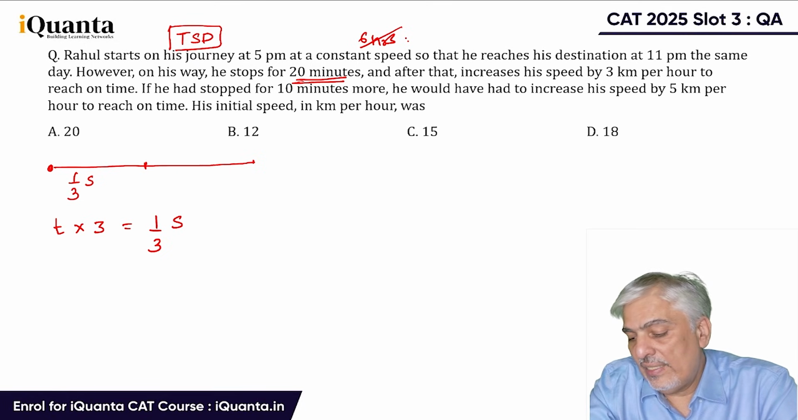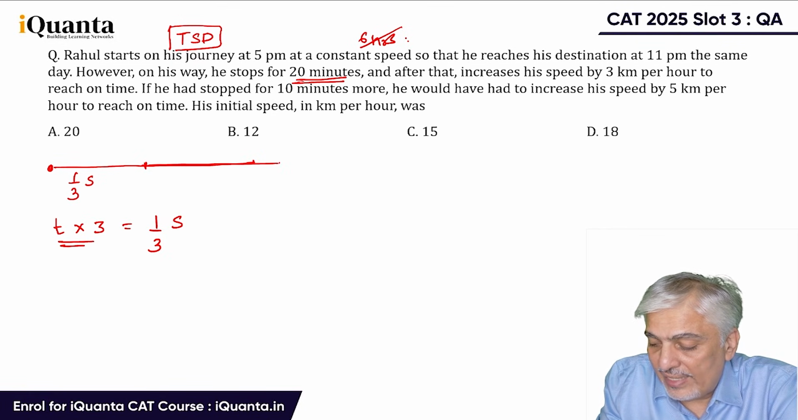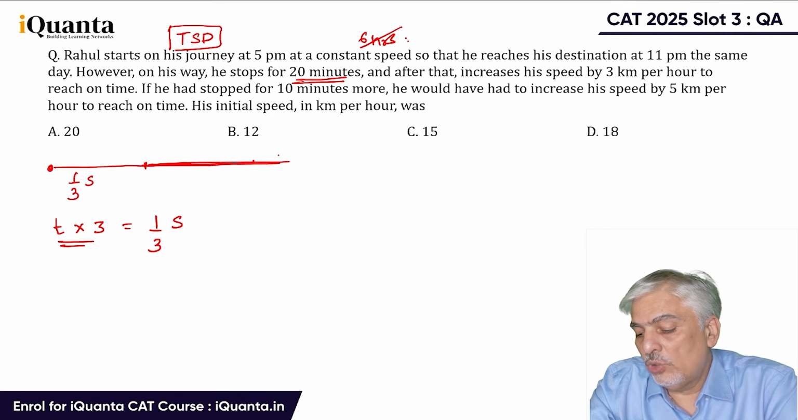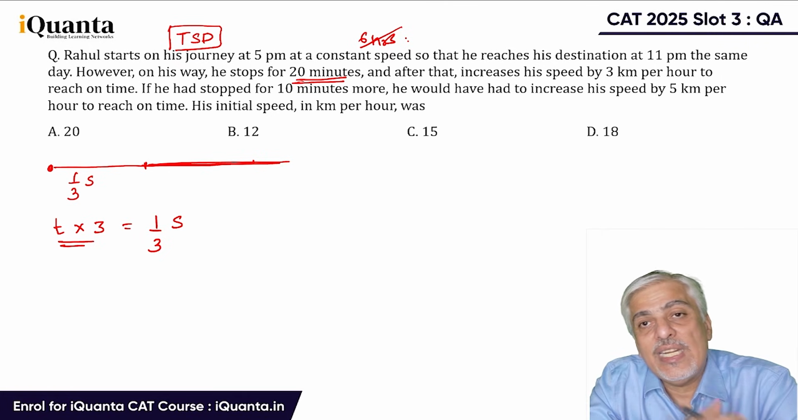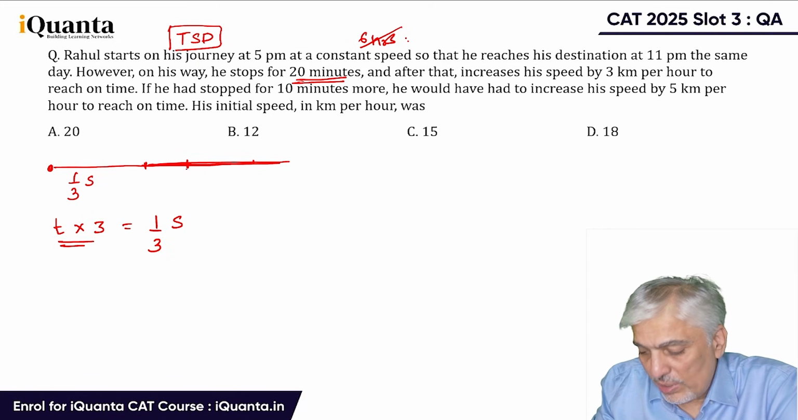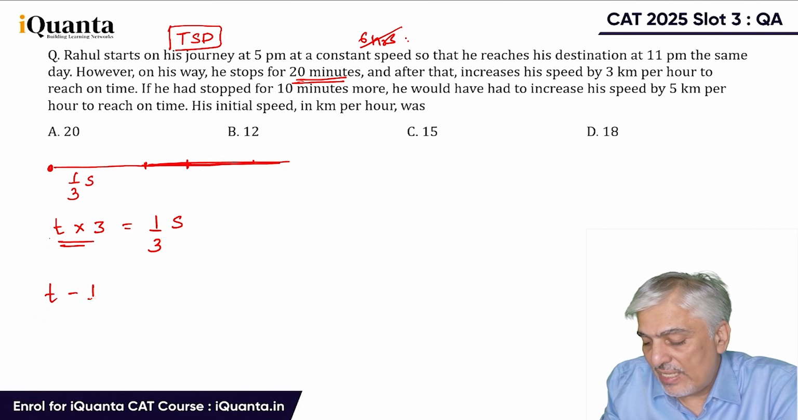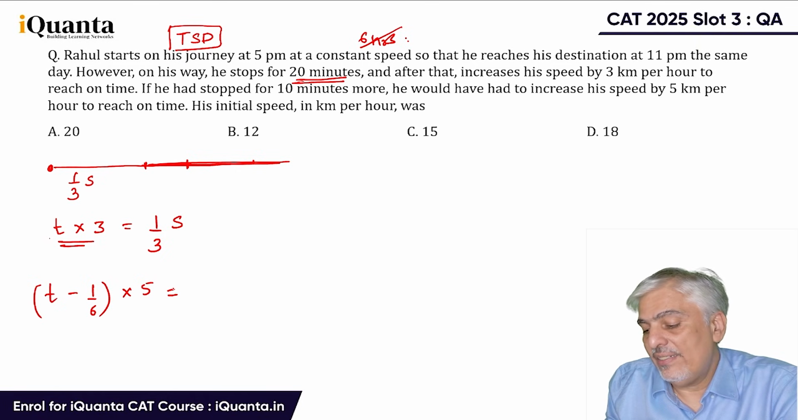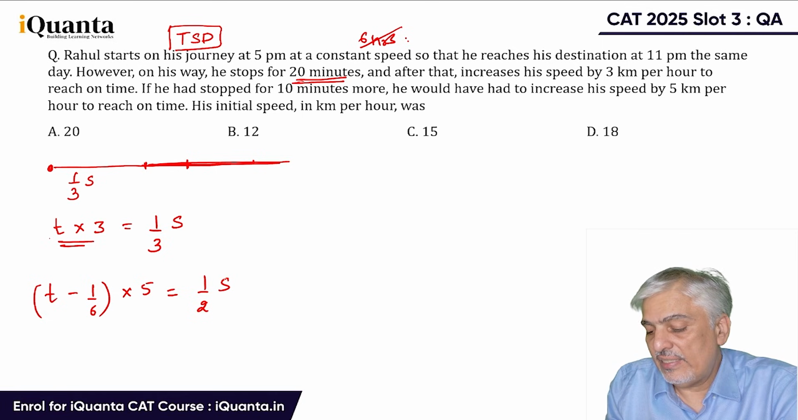t into 3 is 1/3 s, because the time left from here to the end, we are calling t. So t into that extra speed. The original speed is not to be taken here because that distance he was going to cover anyway. So the extra which he has to cover, t into 3, is 1/3 of s. Second time, he stops here, so he has 10 minutes lesser. He doesn't have t this time; he has t minus 10 minutes. That is t minus 1/6, into 5. And he would have got half an hour, so he would have covered a distance half s, in 30 minutes.